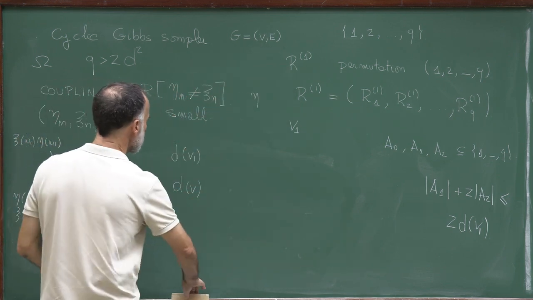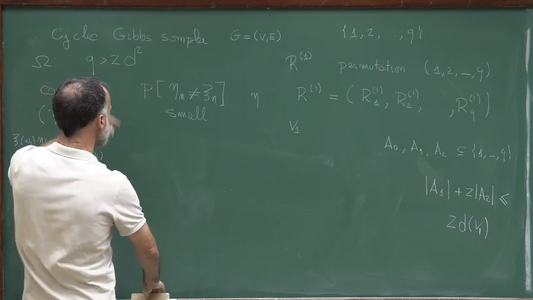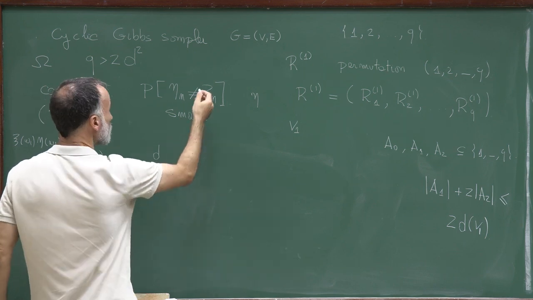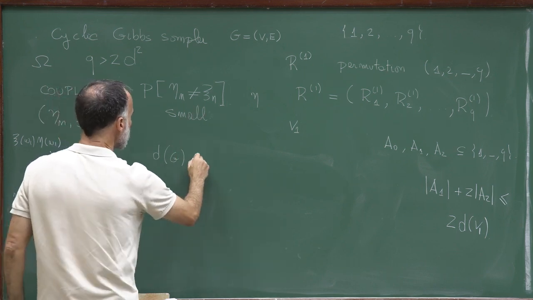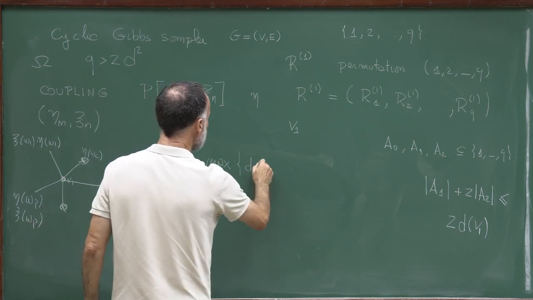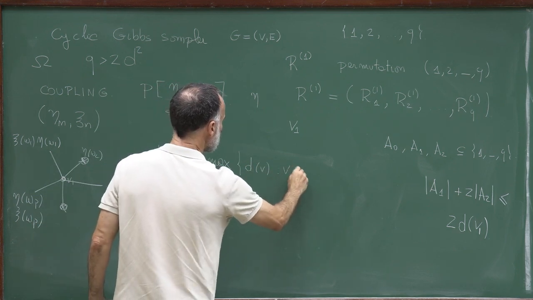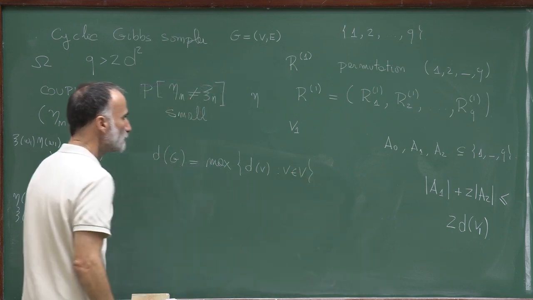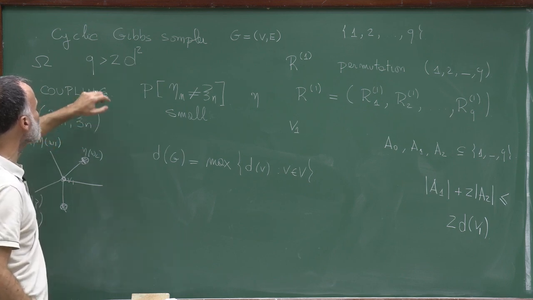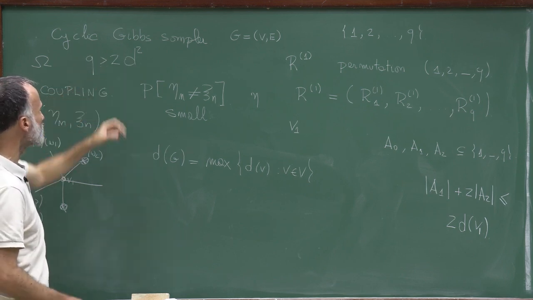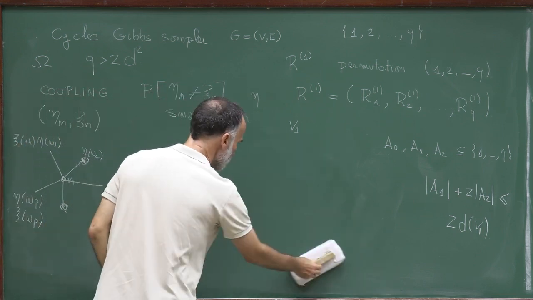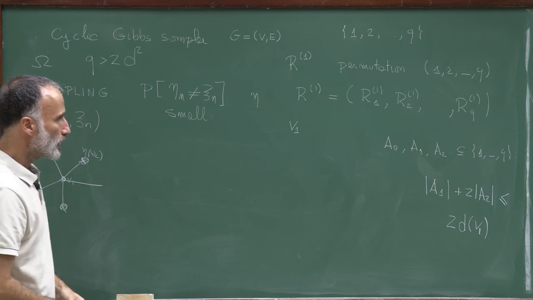So this defines d of v, and now I can define d. So d is the maximum degree. So d of the graph G is the maximum of d of v for v in V. So it's the maximum degree of the graph. And this is the D which appears in the assumption, and I'm assuming that Q is larger than 2 times the square of the degree of the graph. Now, let me go back here.